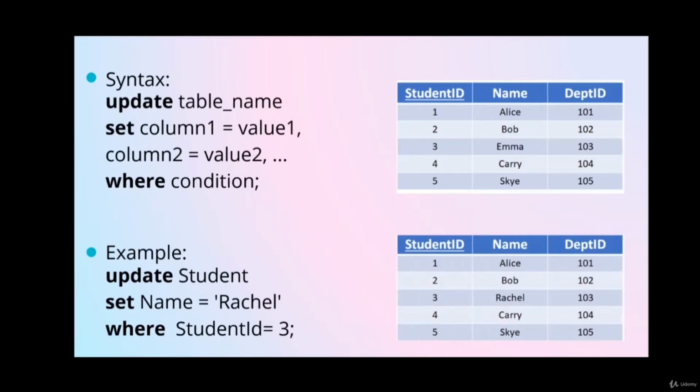You can also write this query in this way. Update student, set name is equals to Rachel, where department ID is equals to 103. In this case also, it will show the similar output because department ID and student ID both have unique values.